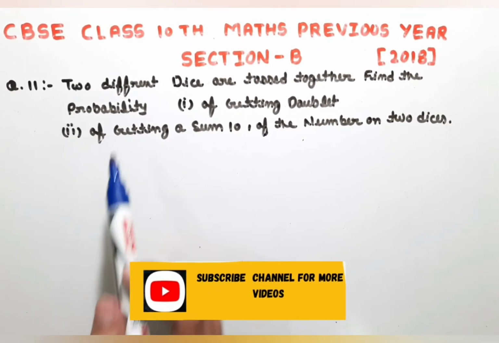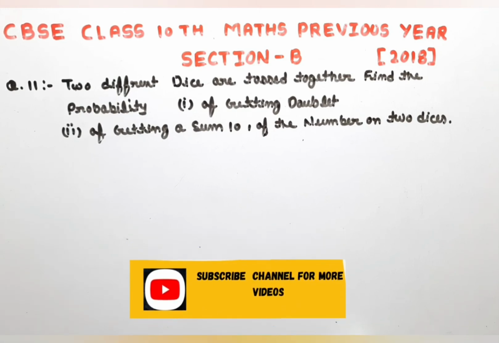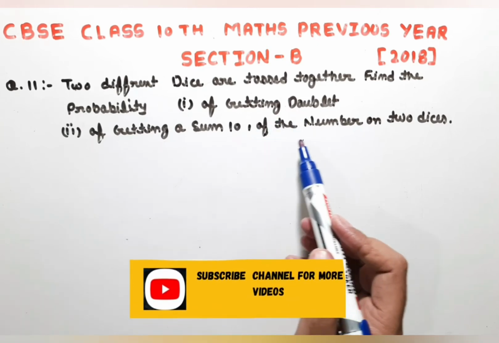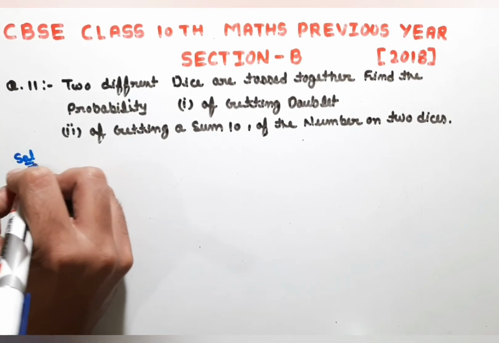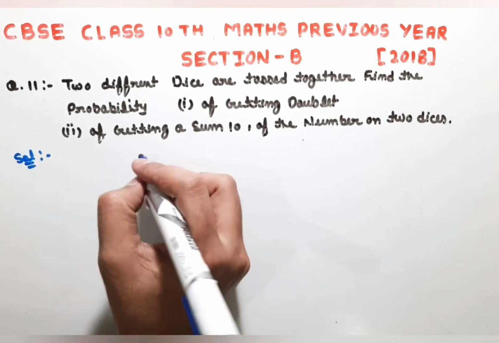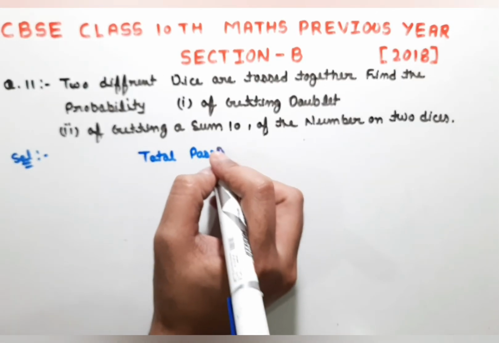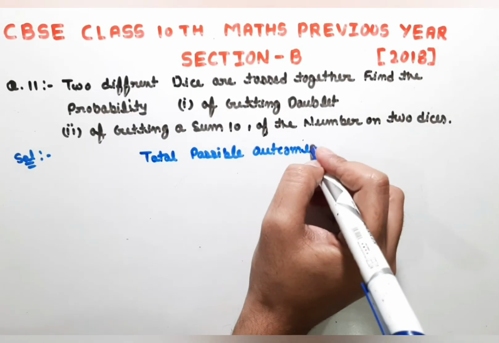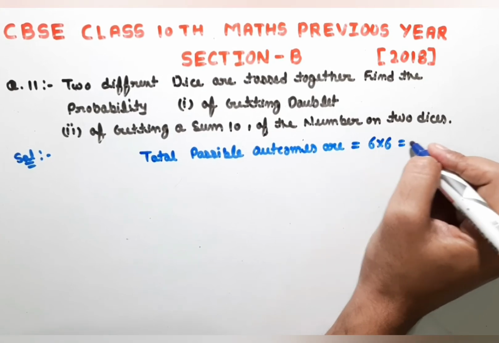Question number 11. Two different dice are tossed together. Find the probability of getting a doublet and of getting a sum of 10 on the two dice. So this is a problem based on probability. When two dice are tossed together, then total possible outcomes are 6 into 6, that is 36.